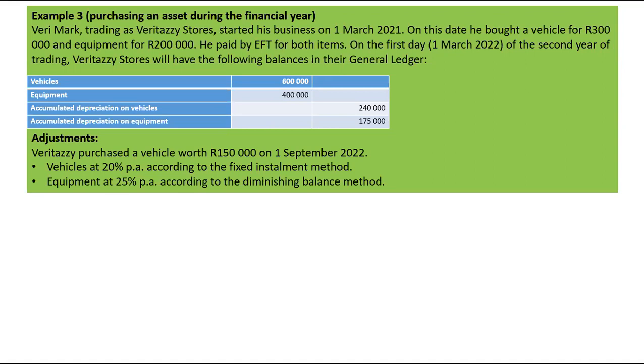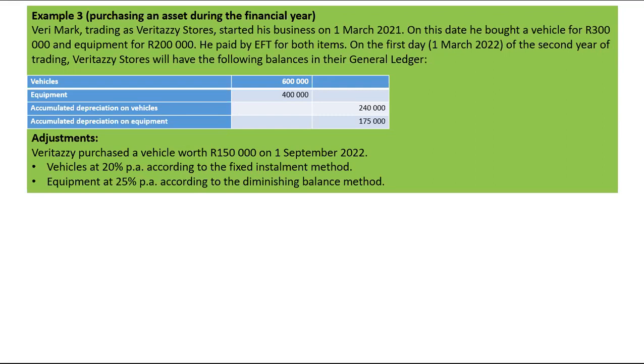In example 3, it's all about purchasing of an asset during the financial year. What I need you to remember is that we only depreciate as we use. It says that Very Mark Trading as Very Tasty Stores started his business on the 1st of March 2021. On this day, he bought a vehicle for 300,000 and equipment for 200,000. He paid by EFT for both items.